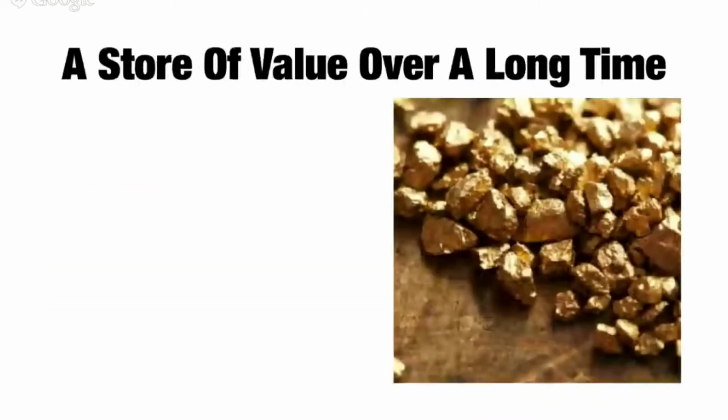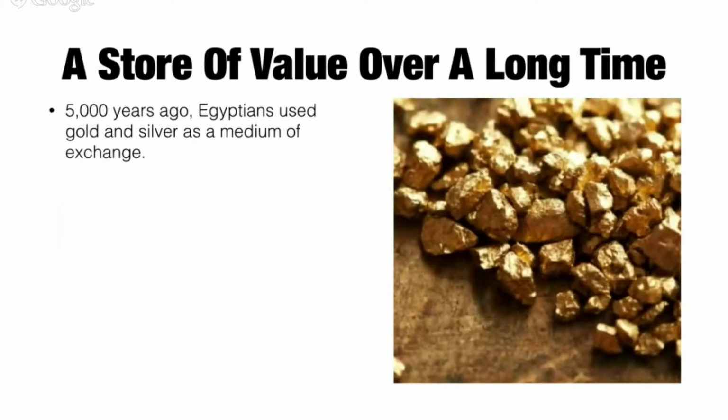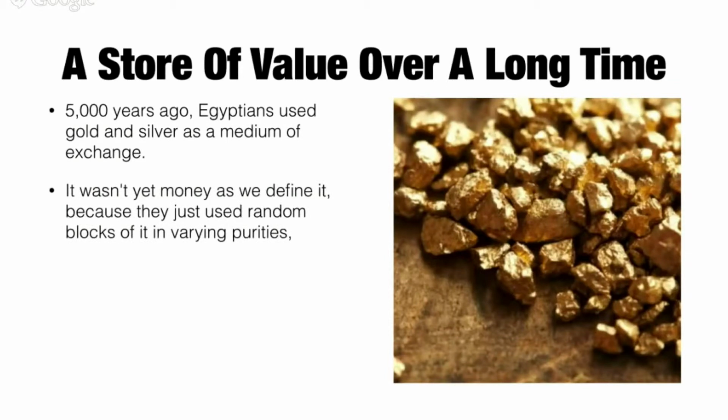And that's why over time currency leaches value, because it's printed and it's not a store of value. So gold, however, is a store of value over a long time. So basically 5,000 years ago, Egyptians used gold and silver as a medium of exchange. Now, it wasn't money as we just defined it, because it wasn't fungible and it wasn't set for like a unit of account.